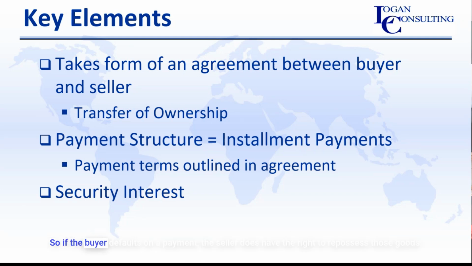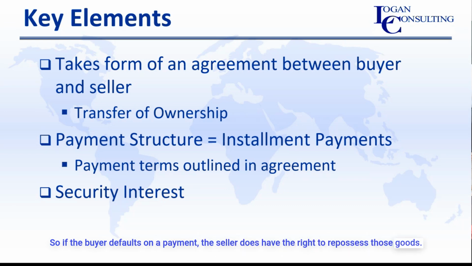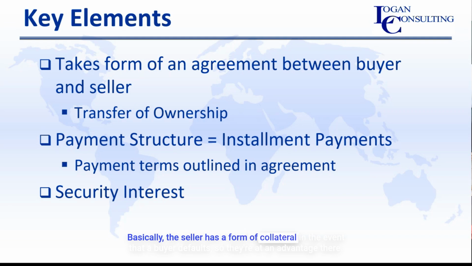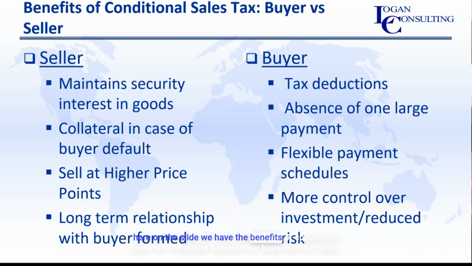So if the buyer defaults on a payment, the seller does have the right to repossess those goods. Basically, the seller has a form of collateral in the event that a buyer defaults, so they're at an advantage there. Here on the slide, we have the benefits of conditional sales tax compared between our buyer and our seller.